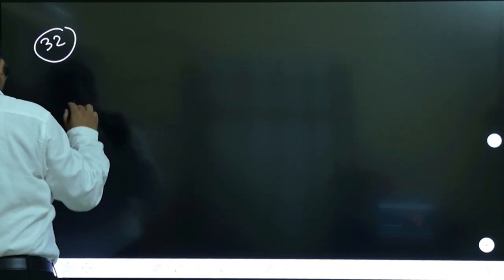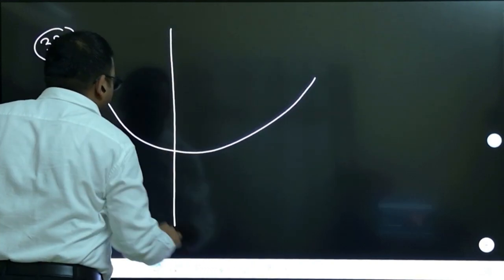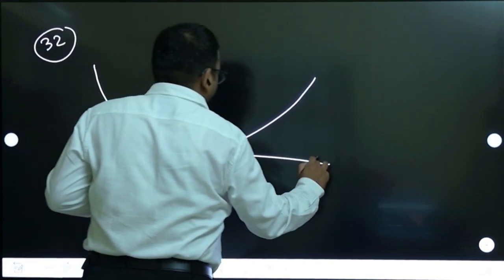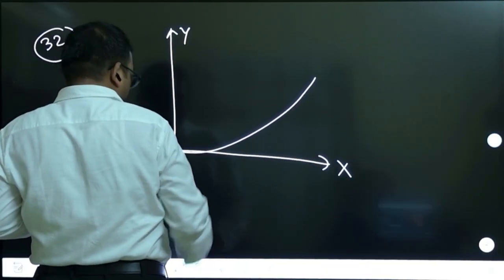Question number 32. A bead of mass m is at a point A comma B on a wire bent in this shape. So there is a wire of this shape of parabola. This is the x-axis and this is the y-axis. See the diagram. This is the center.